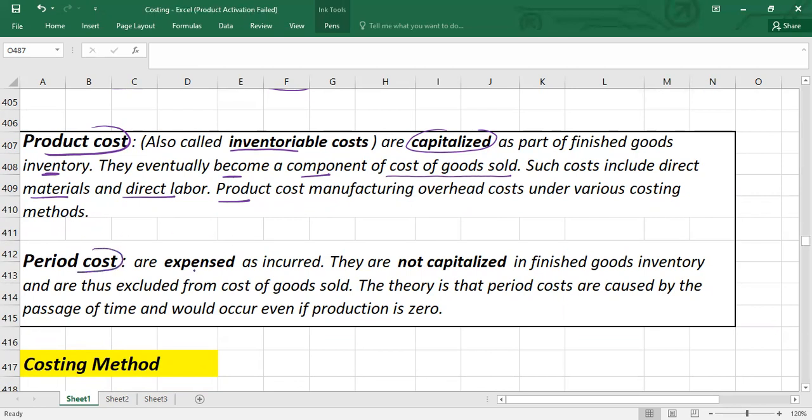Period costs are those costs which we have to record as an expense, as incurred. They are not capitalized, so they are not going to be part of the finished product, and are thus excluded from the cost of goods sold, because you record them as an expense. The theory is that period costs are caused by the passage of time and would occur even if production is zero. For example, rent cost: even with zero production, you have to incur these costs. But it will be clearer once we start the costing method.